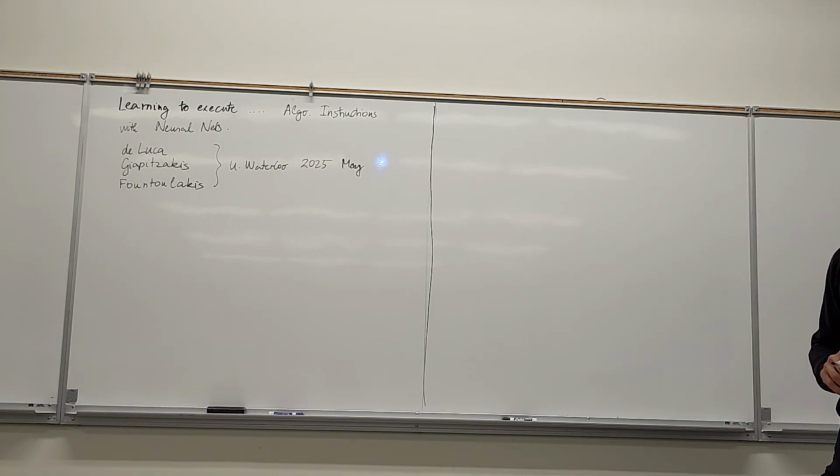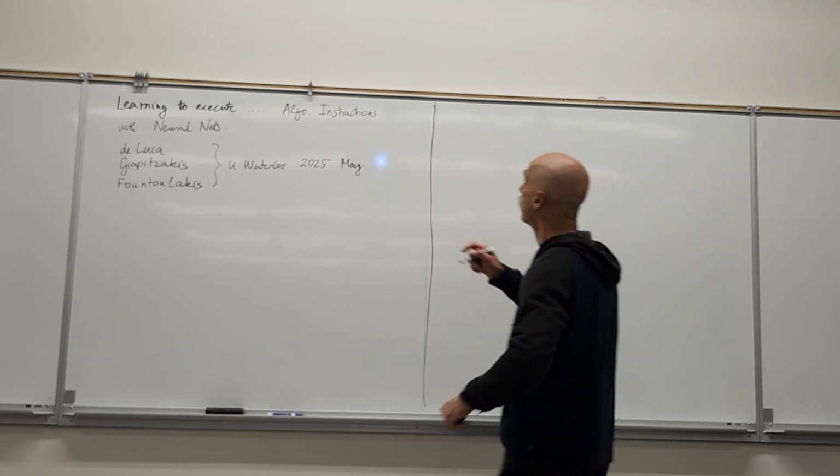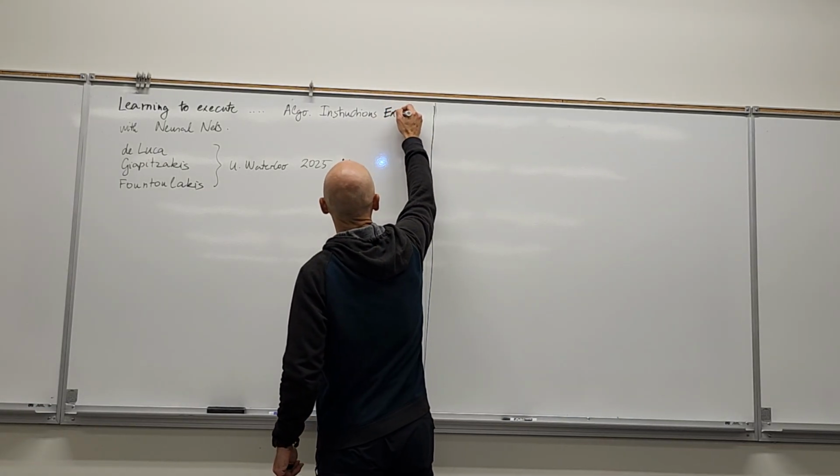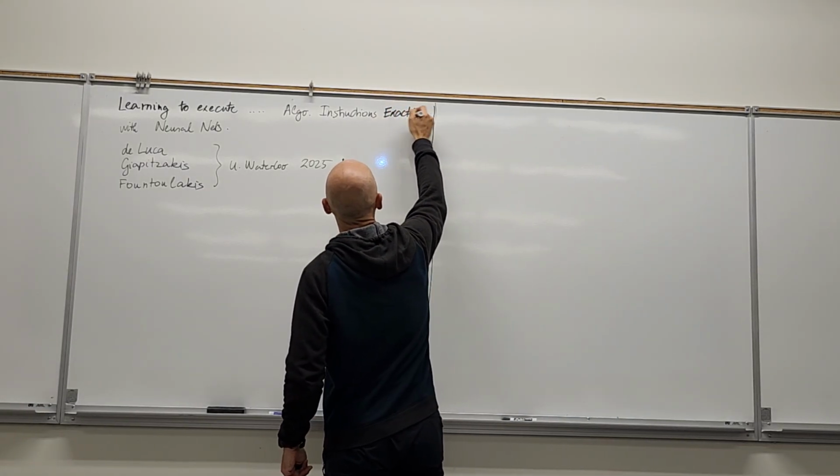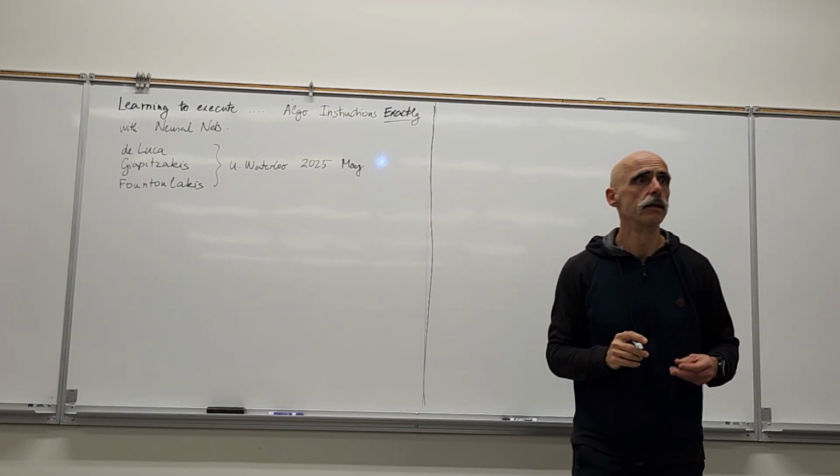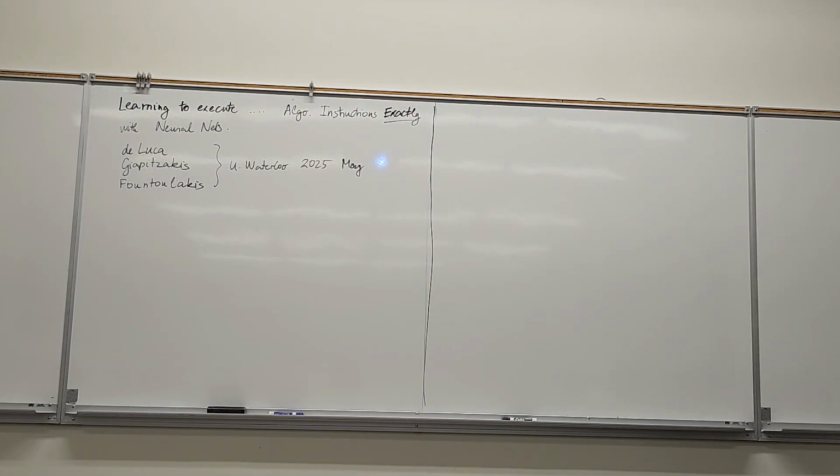So I decided to cover this paper today. Learning to execute, actually the full title is Learning to add, multiply, and execute algorithmic instructions exactly with neural networks. And this is how we are connecting to the previous lecture. It turns out that somehow you can massage neural networks to do all of these things.